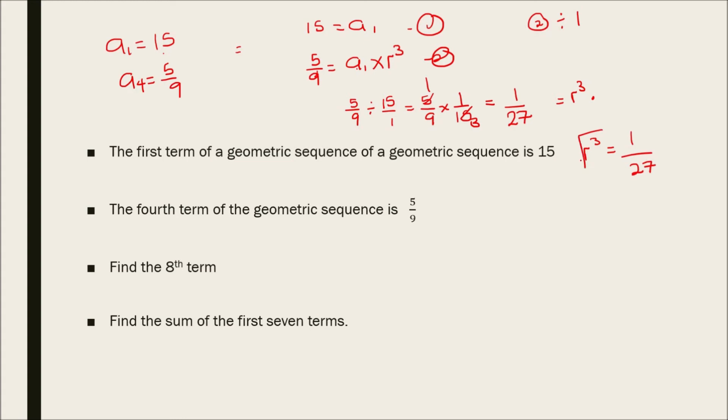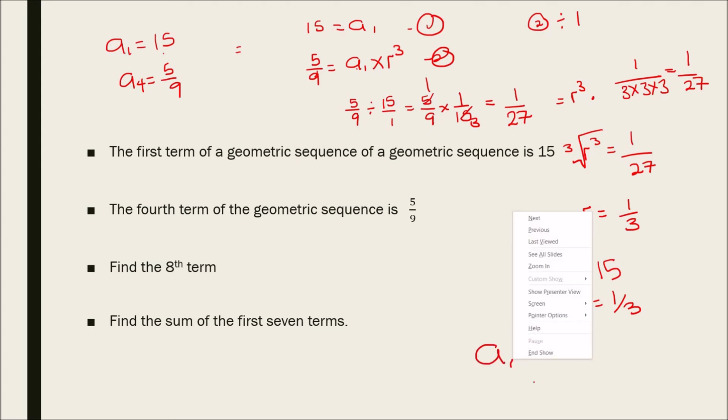So we have to find the cube root, and the cube root of 1 over 27 will be 1 over 3. Remember, 3 times 3 times 3 is 27. So our R is simply 1 over 3. Okay, so A1 is 15, that's our first term. R is 1 over 3. Find the 8th term. So what's the formula? For An, A1 times R to the power n minus 1.